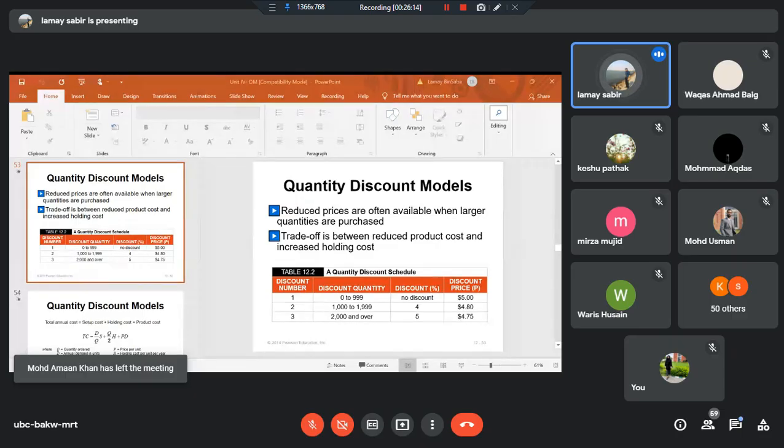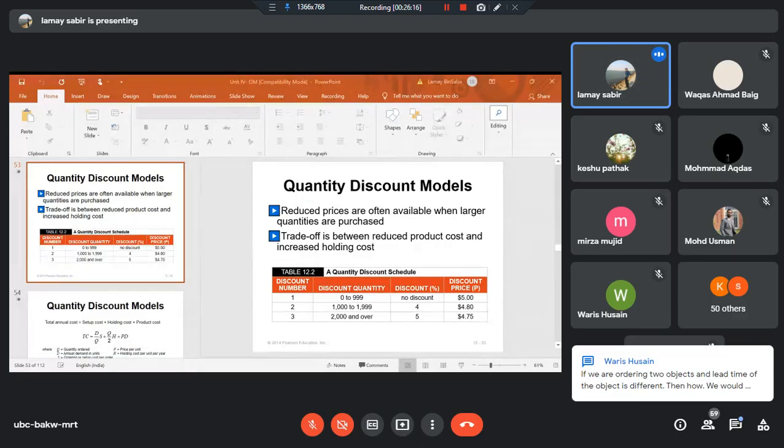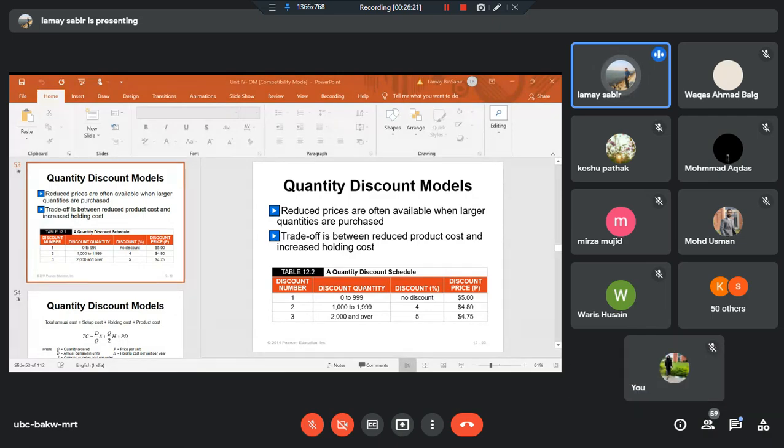So shall I move ahead now? I'll start talking about this model. The question is that if we are ordering two objects and the lead time of the objects is different, then how will we calculate? Two objects means two different equations. Two different equations. Formula.